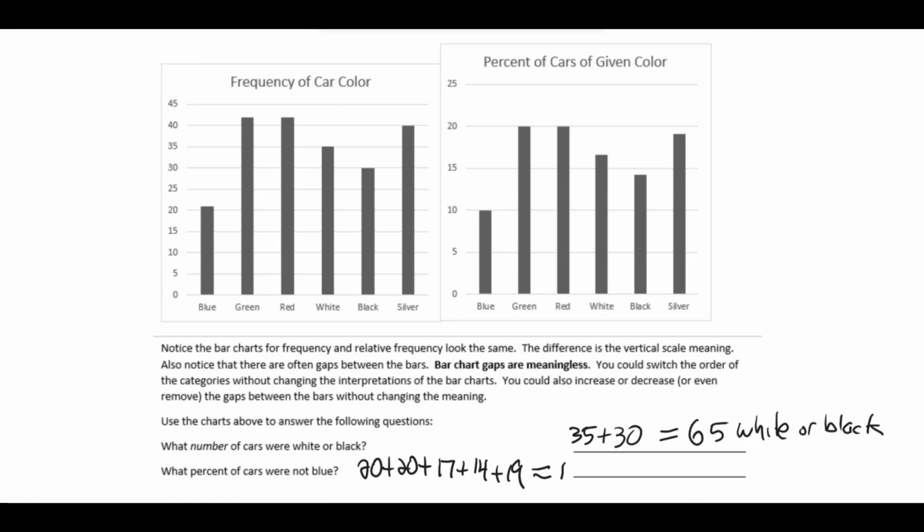But we can also do 100 minus the blue percent. So 100% minus the 10%, also 90. But this is a percentage because we're going with the percent bar chart or the relative frequency bar chart, as well as it asking for percent. So 90% not blue.